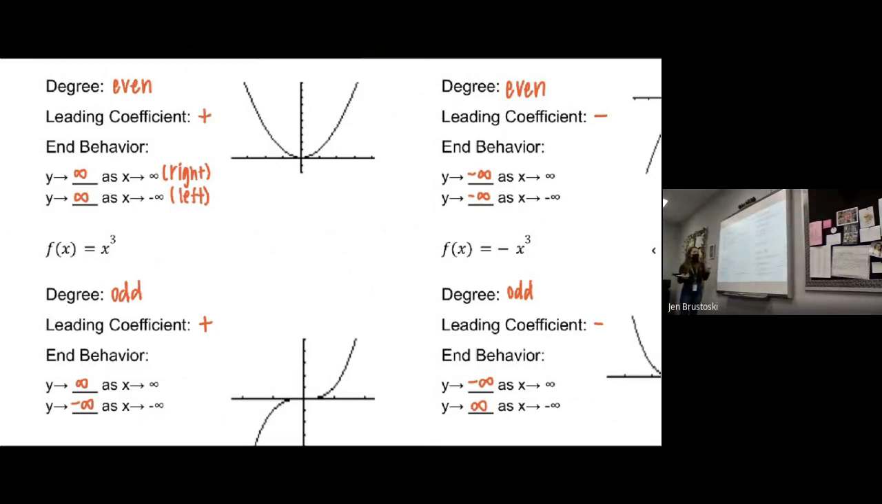All right, with odd, if it's positive, these two things match up. So if it's going to positive infinity, it's positive. Negative infinity, negative. The ends are going to be opposite for odd. And then for odd and negative, it's flipped. So positive goes to negative, and negative goes to positive.